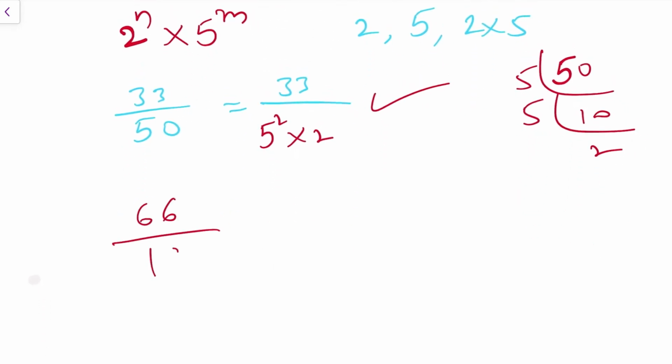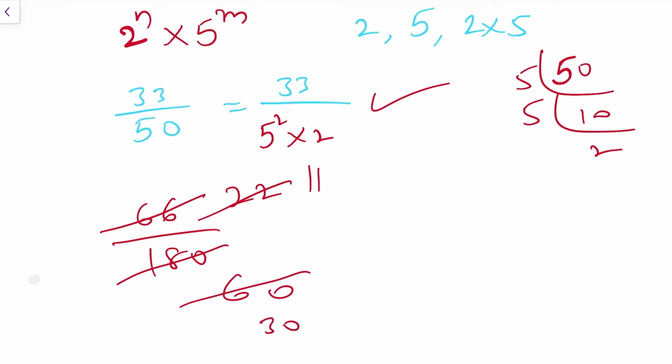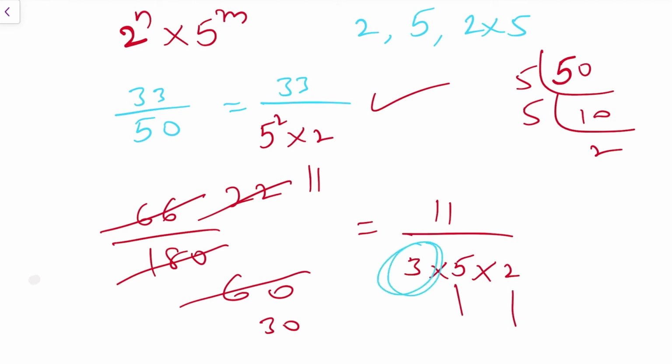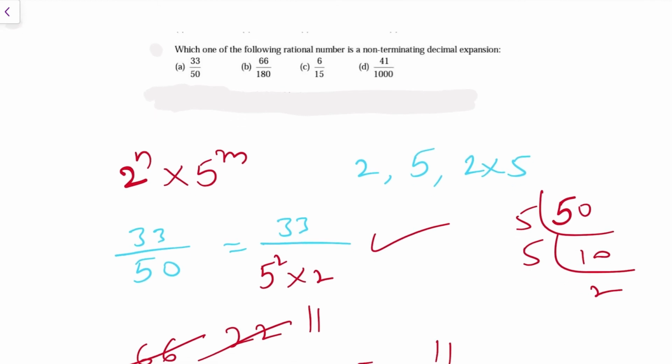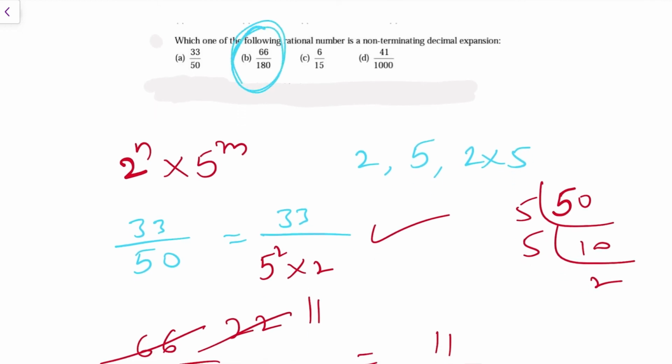66 by 180. Dividing by 6, we get 11 divided by 30. So 11 by 30 can be written with the denominator 3 into 5 into 2. 5 and 2 are there, but besides 5 and 2, some other extra number 3 is also there. So that's why I can say that this 66 by 180 is a non-terminating repeating type of decimal. So option B.